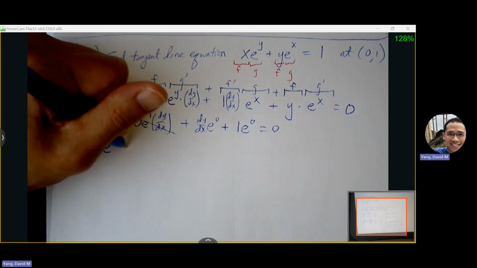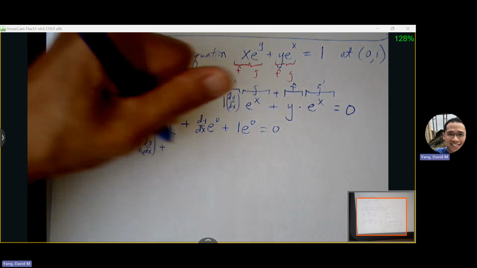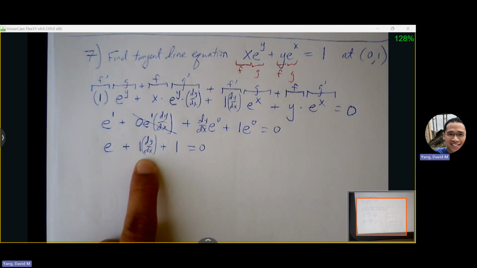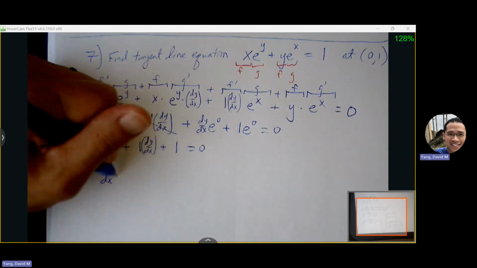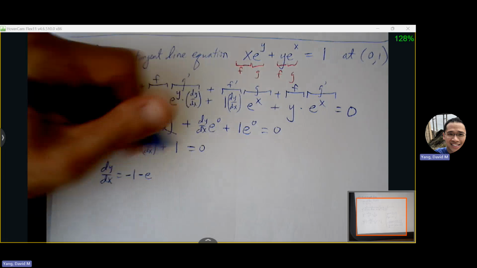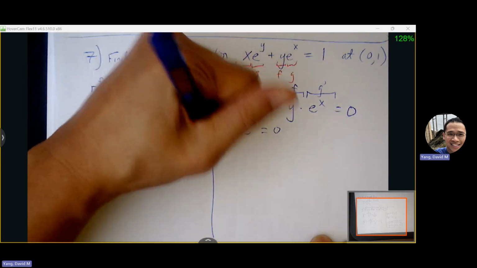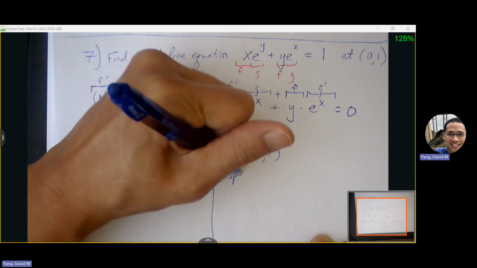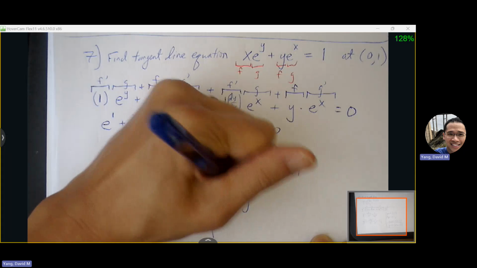So I have e plus 1 dy dx plus 1 is equal to 0. So if I can solve for dy dx, my resulting value is my slope. So dy dx is just -1 minus e. That's our slope. So we have our ordered pair. We have our slope. And then point slope form.